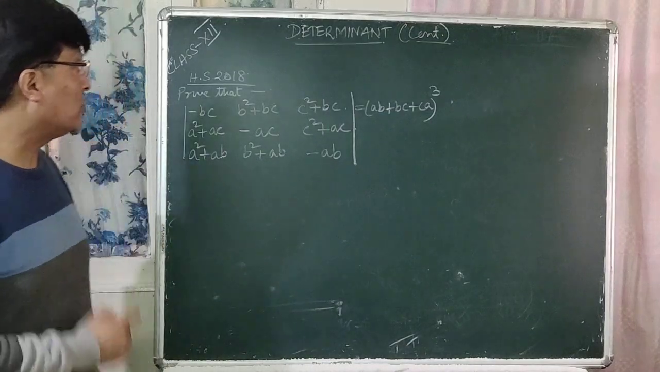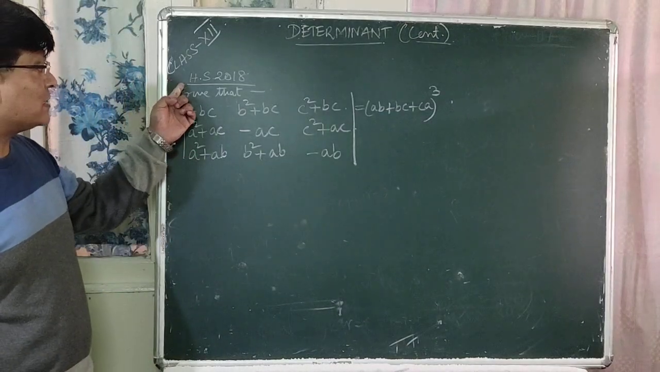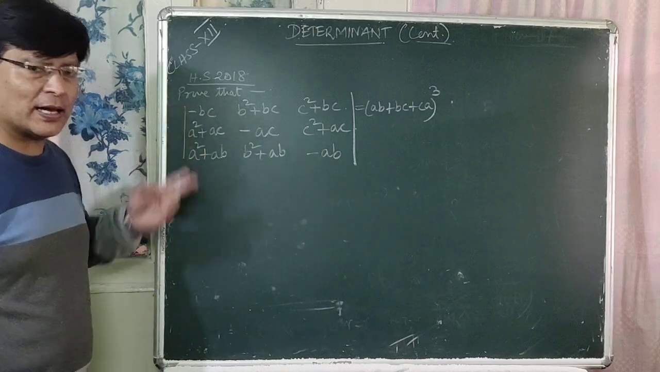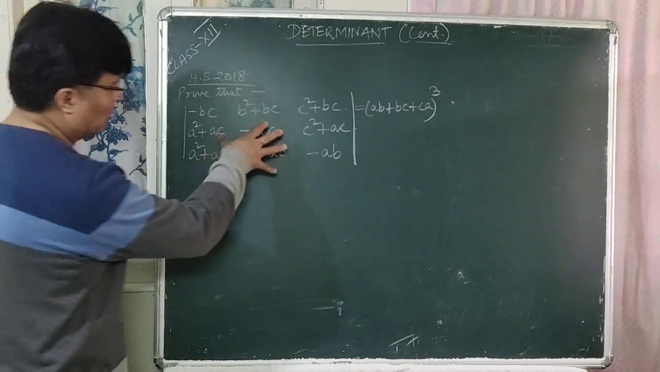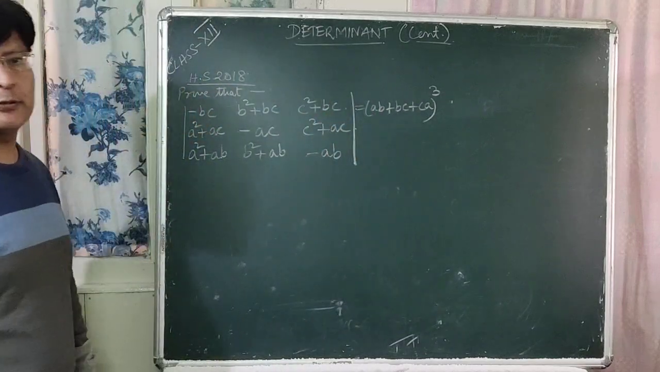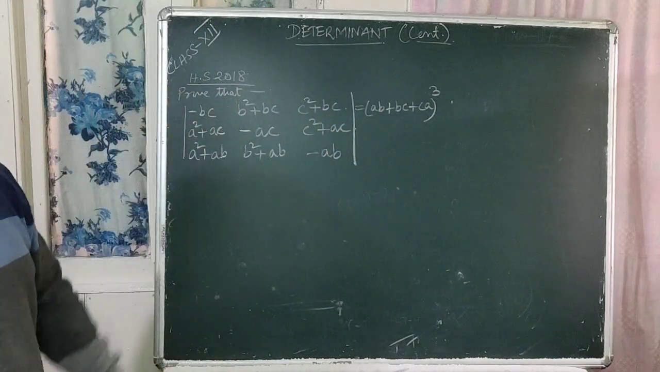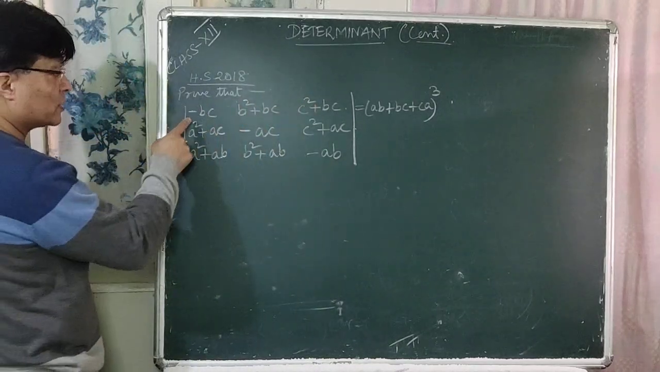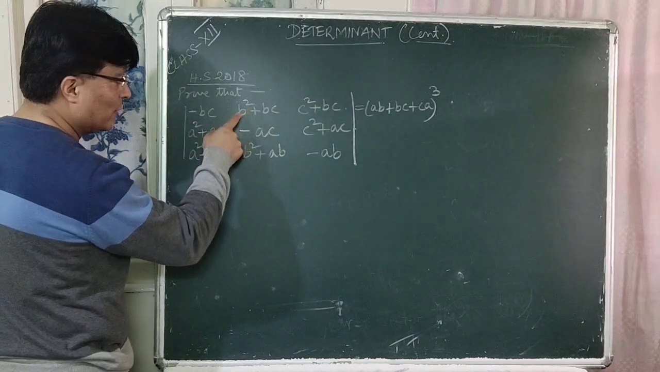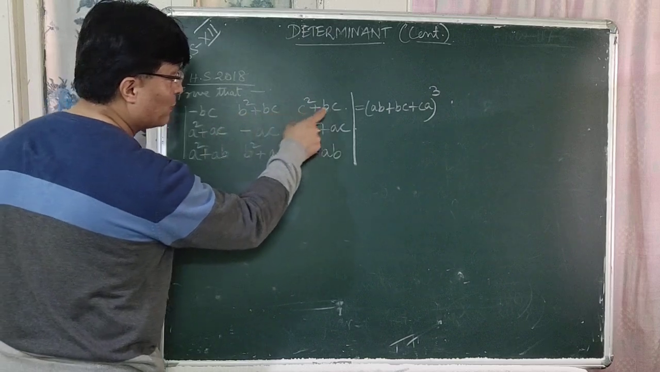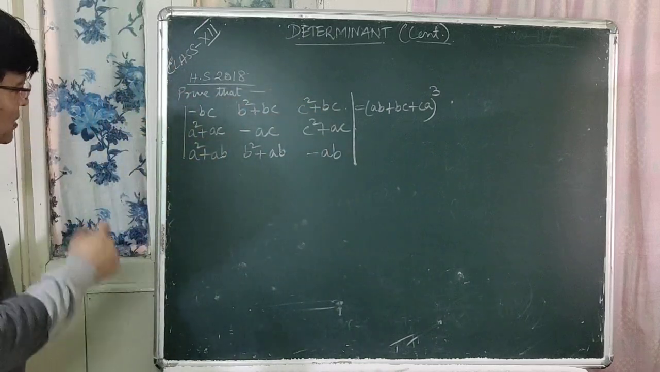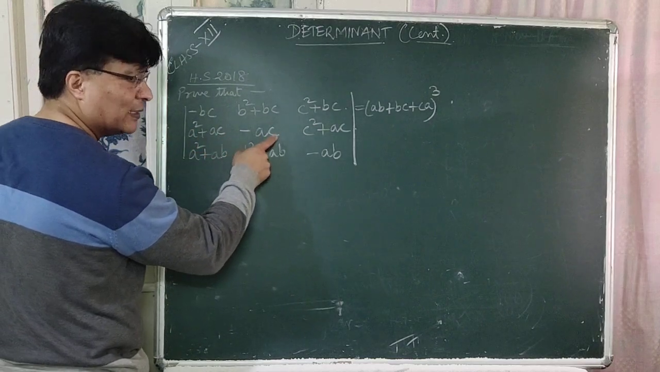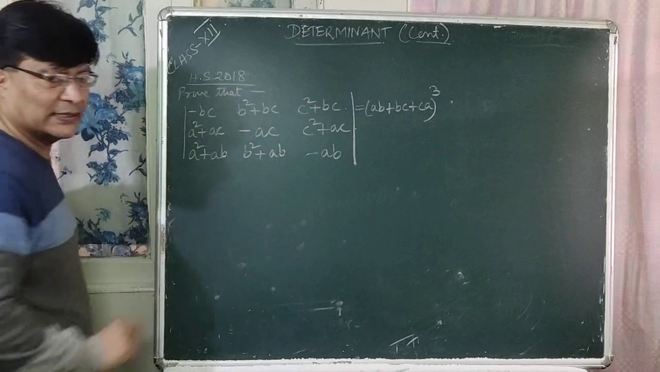Now we will do the next question, that is from higher secondary 2018. Okay, so you are asked to prove that this third order determinant is equal to AB plus BC plus CA whole cube. Okay, so what is the determinant given here? In the first row, first element minus BC, second element B square plus BC, third element C square plus BC, right? What is the second row? What is the first element? A square plus AC, second element minus AC, third element C square plus AC, right?